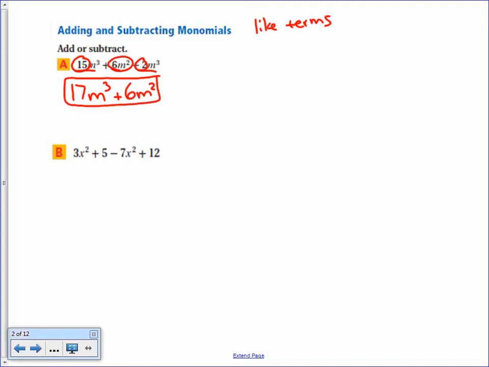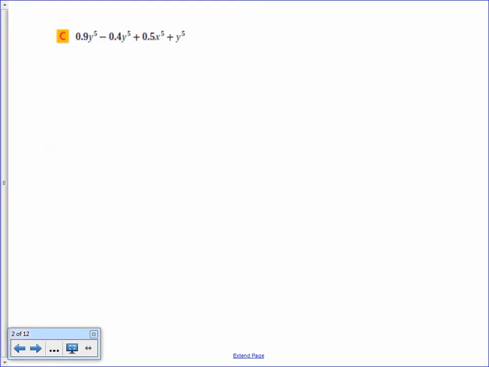Example B. You might notice that 3x squared and negative 7x squared both have an x squared, so I can combine those. That will become a negative 4x squared. I can also combine 5 and 12, and that'll give me a 17. So that's combining like terms.